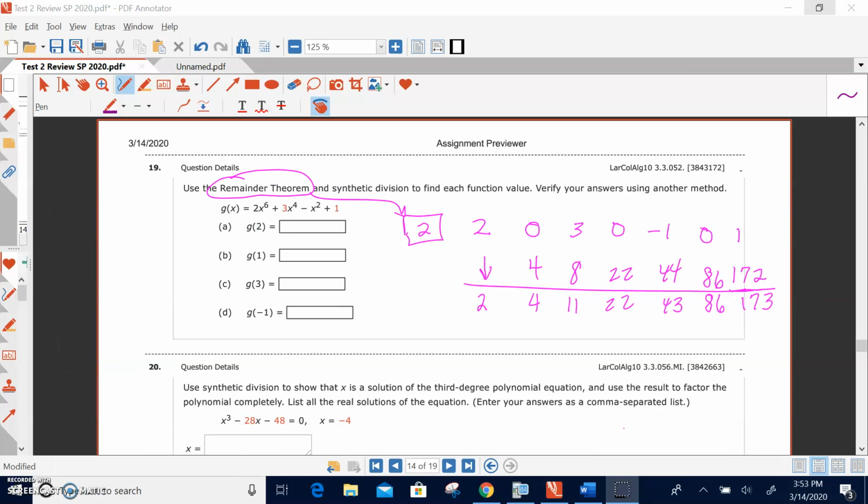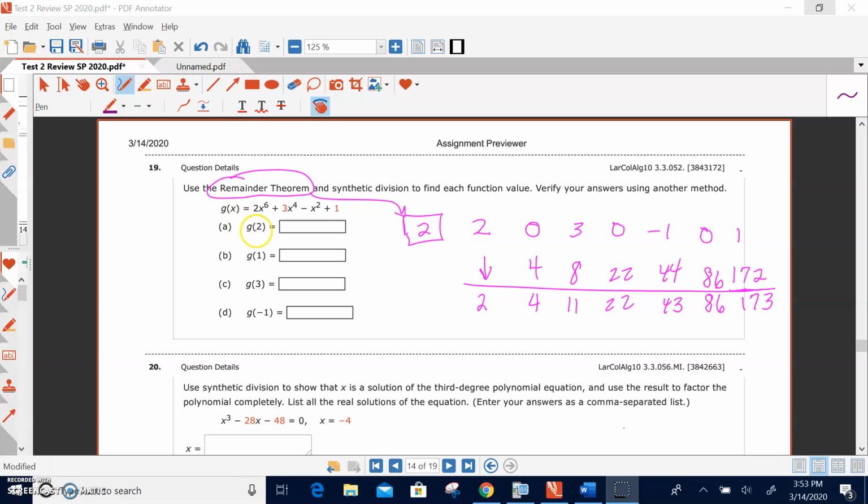Okay, question 19 asks us to use the remainder theorem and synthetic division to find function values. Now, you could certainly go to your g of x function, plug in a 2 everywhere you have an x, and find that function value. For each of these, we can go back to the old method. But I want to emphasize the remainder theorem here to show you how that works just as well.